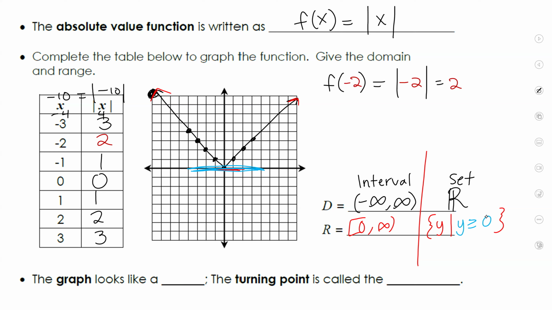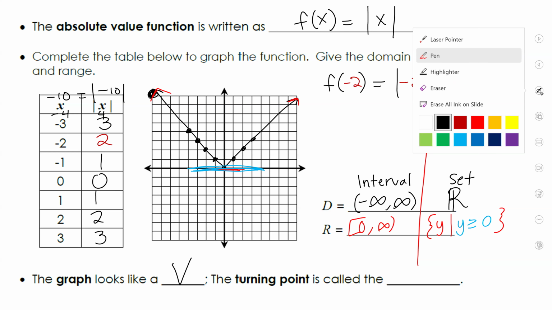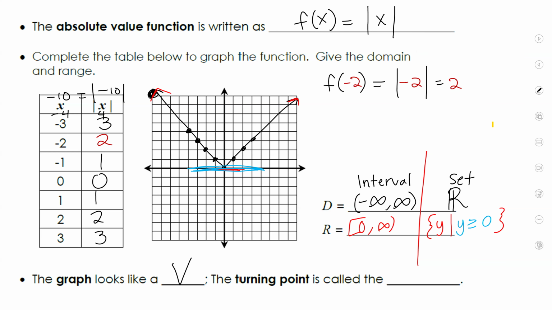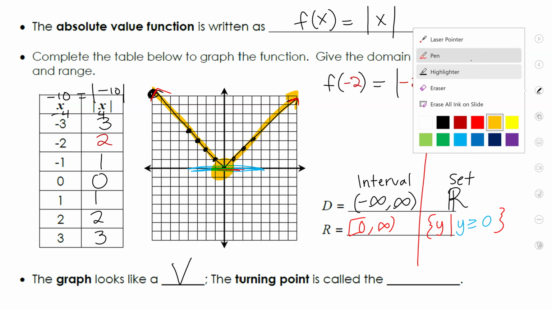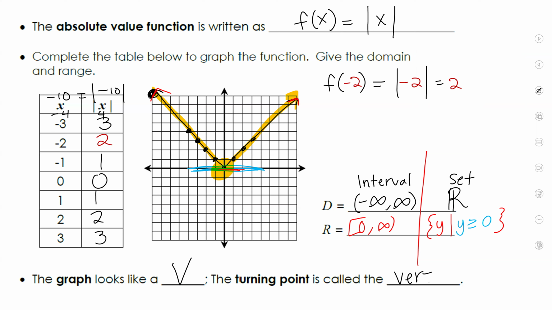Okay, so this was the parent function. What does that graph look like to y'all? A V. It looks like a V. Now, the turning point, when I say turning point, let's read this graph from left to right. It's going down, right? And then it turns right here and goes up. This point right here, where it changed direction, that is called your vertex. That's called the vertex. That is where it changes direction. At first, it was coming down, it changed right here, and it's going up. That is called your vertex.